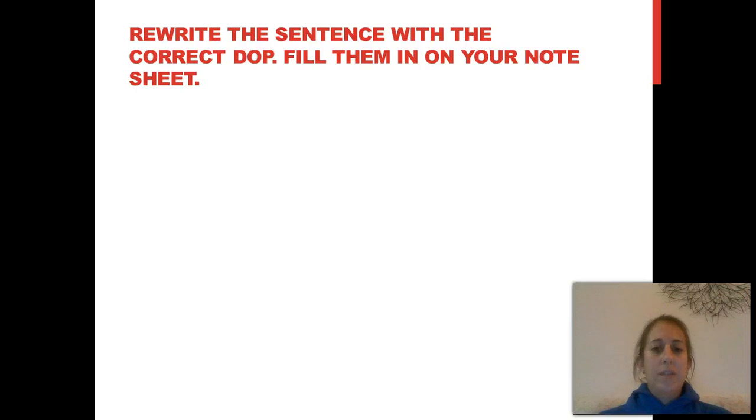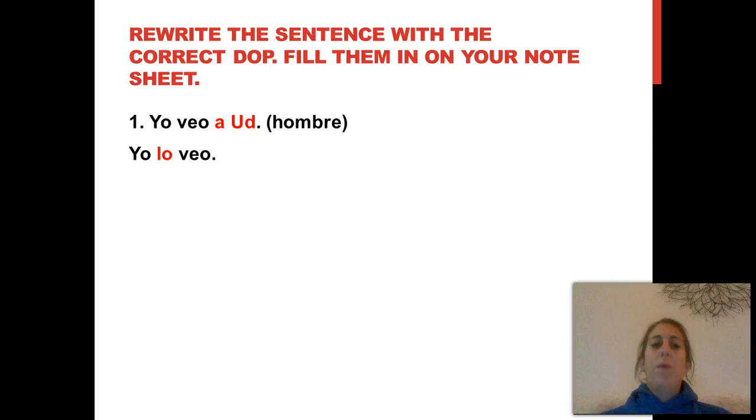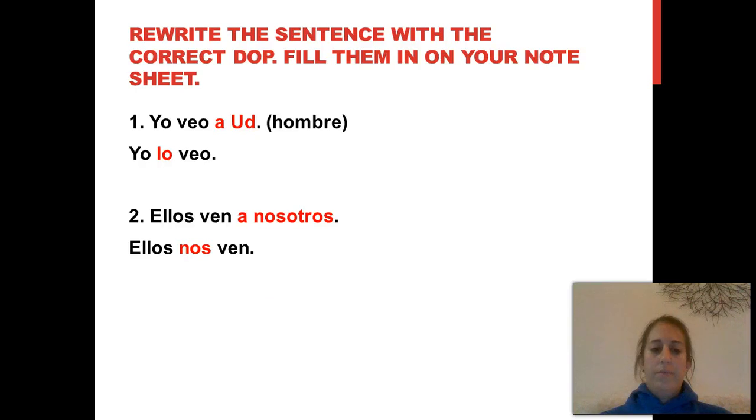Let's look at some sentences. Rewrite this sentence with the correct direct object pronoun. Make sure you fill them in on your own notes sheet. So if I want to say, I see you, yo lo veo. Ellos ven a nosotros would be ellos nos ven. Tú ves a la chica, tú la ves. All right. So they see us, you see her. So far, so good?